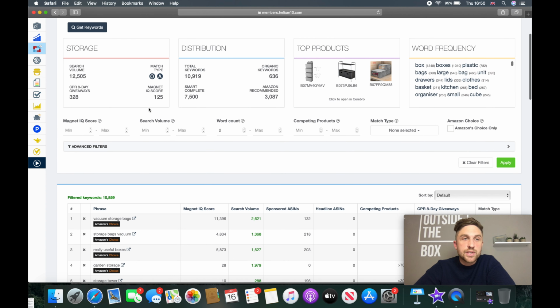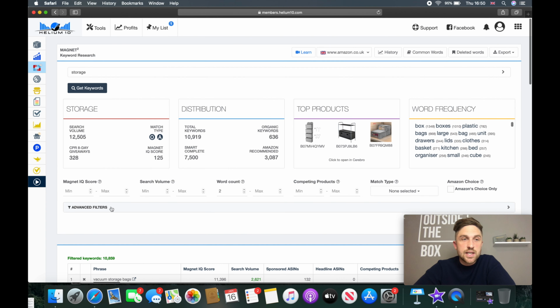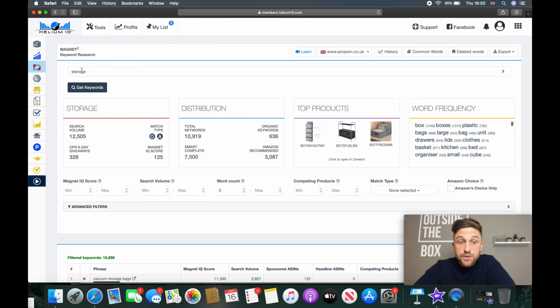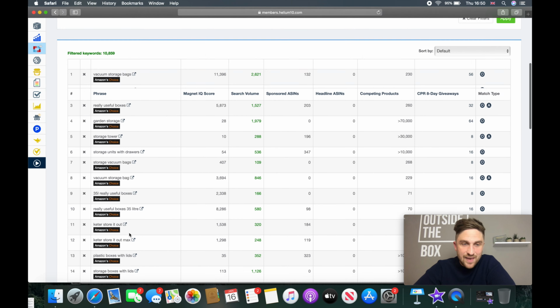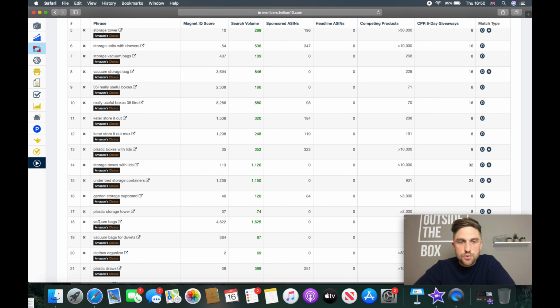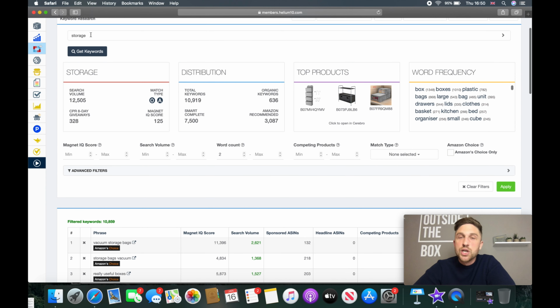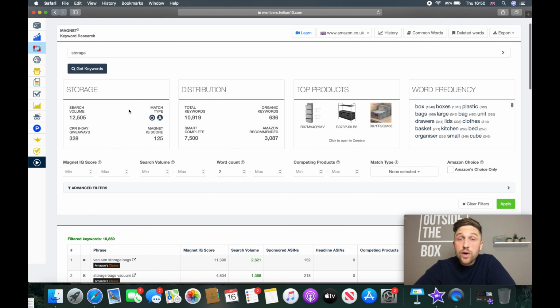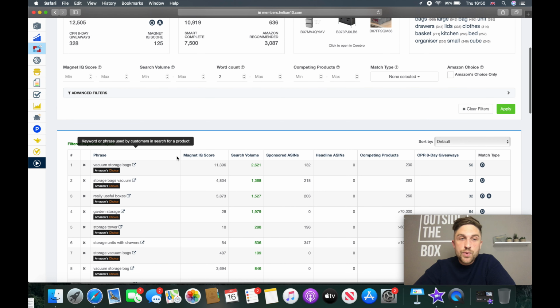Now, what you'll notice is these terms, most of them will include the word storage. You will find that some of them, if you go right the way down, vacuum bags, it doesn't include the word storage. The majority of them will, or it will be a product that is closely related to storage.